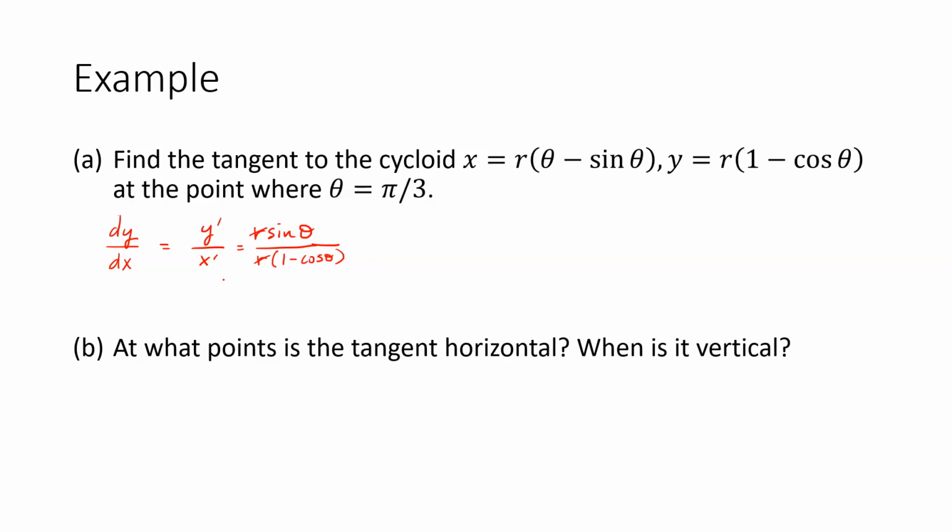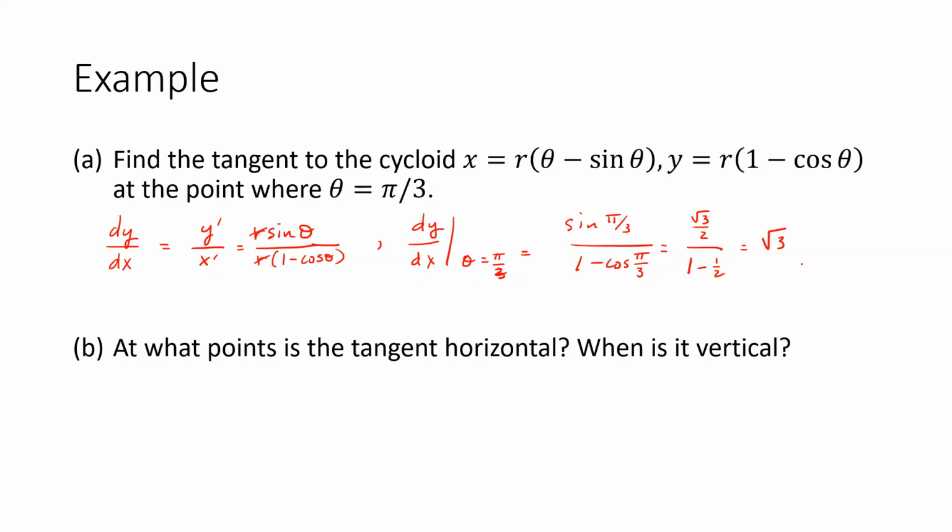And now we can evaluate at theta equals pi over 3. So we have sine pi over 3 over 1 minus cosine of pi over 3. So that would give me sine of pi over 3, which is radical 3 over 2, over 1 minus cosine of pi over 3, which is 1/2. So we have radical 3 over 2 divided by 1/2, which is just square root of 3.